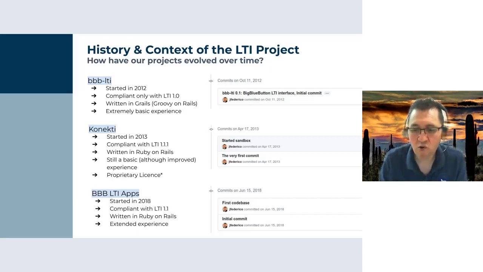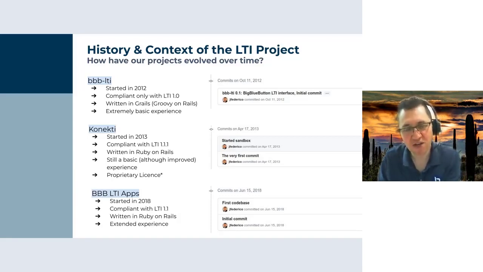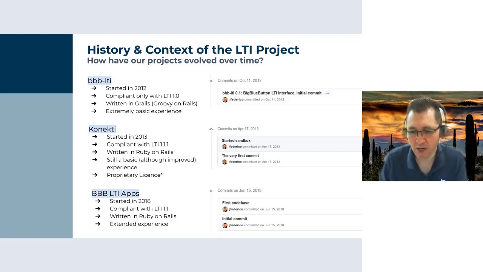So it's compliant with 1.1 right now, but as I mentioned, it has all the flesh to work as a 1.2 or 2.0 and even 1.3. It's just that it needs some work and it's in the roadmap to do that work. But right now, as it is, it can be used as 1.1 only. Also written in Ruby on Rails, and it's not the latest version. It's not Rails 7, it's Rails 6, but it's more updated as well, and it's an extended experience again.